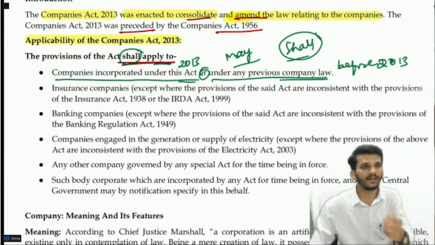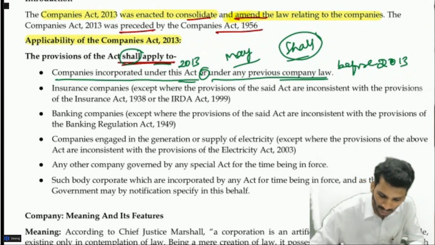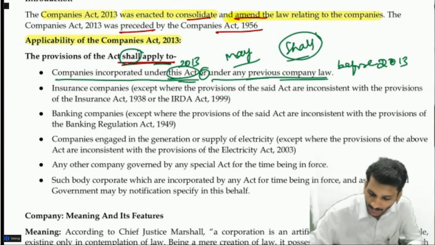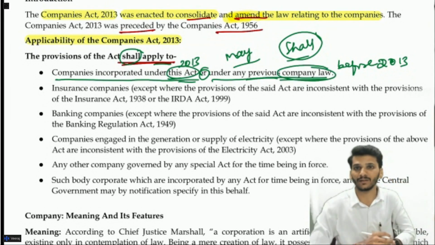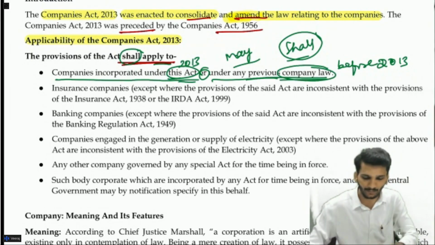Sir, we are registered under Income Tax Act. For me also Companies Act applicable? No. For Companies Act to be applicable, you should be registered under this act. This means this 2013 or previous company law. Only previous company laws. Not under income tax, not under GST, not under VAT. Only for Companies Act or incorporated.